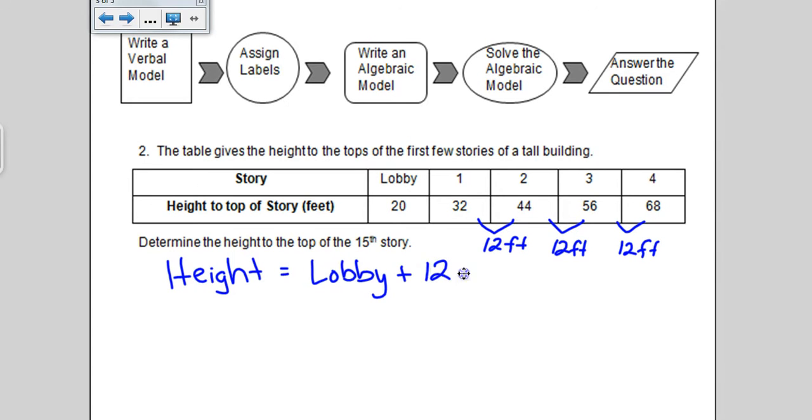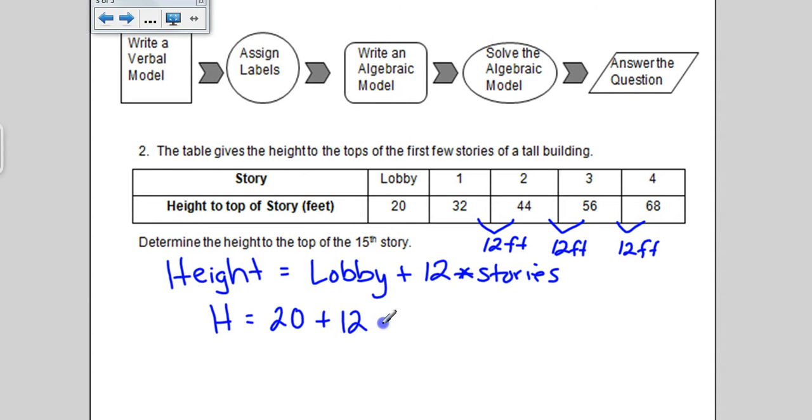So it's going to be 12 times the number of stories, not including the lobby, of course. So let's turn this a little more algebraic. I know that I don't have the height yet, so I'm going to call that H. And the lobby, I think, is 20 feet tall. They told us in the chart.